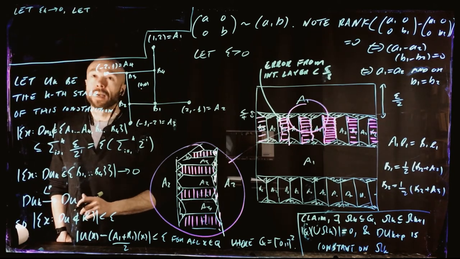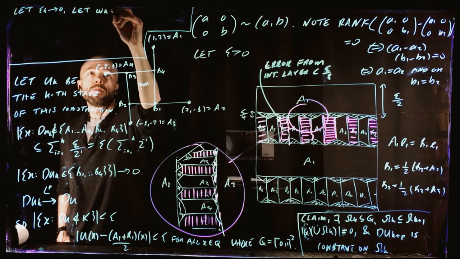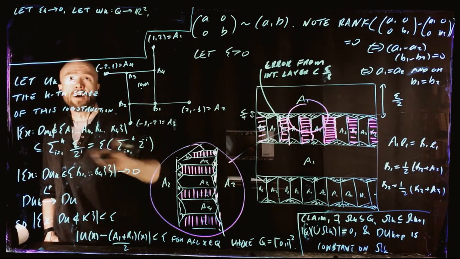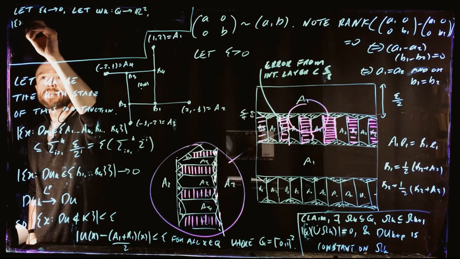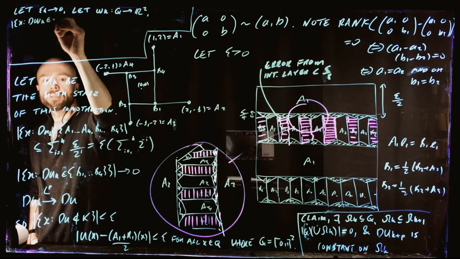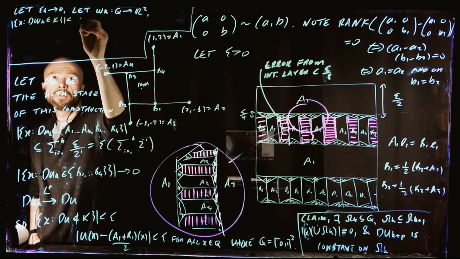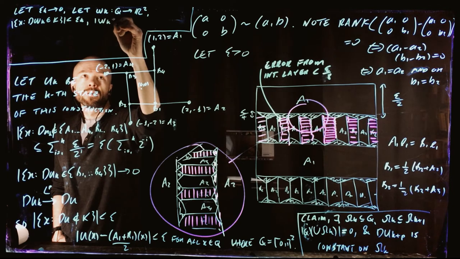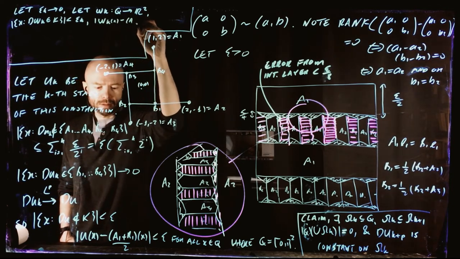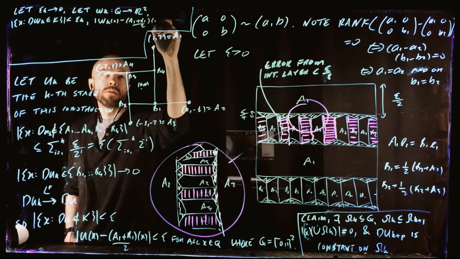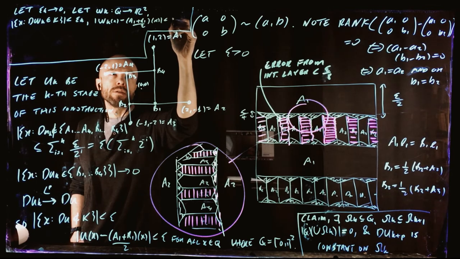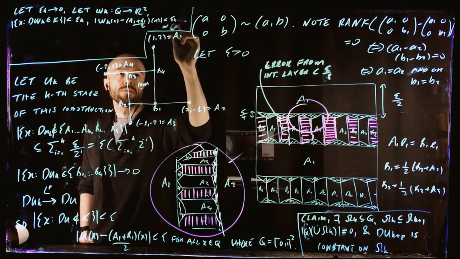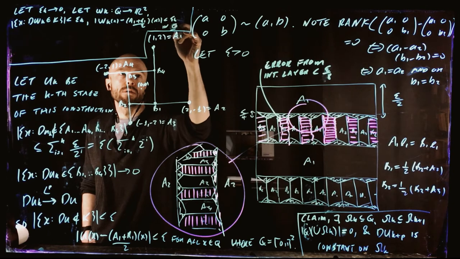Let's not call them uk again. Let's call them wk. BV mappings from the square into R2, which satisfy this property for epsilon k. So the measure of the set of things such that dwk doesn't belong to K is less than epsilon k, and if x minus a1 plus b1 over 2 of x is less than epsilon k in Q, or almost everywhere in Q. No, actually everywhere in Q, so I just write in Q like this.